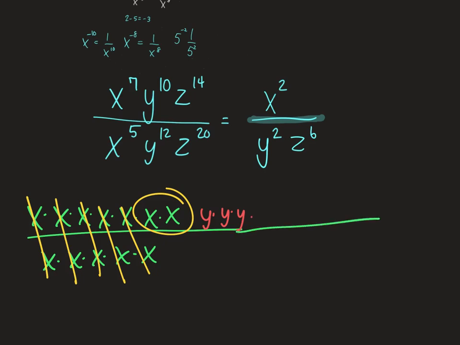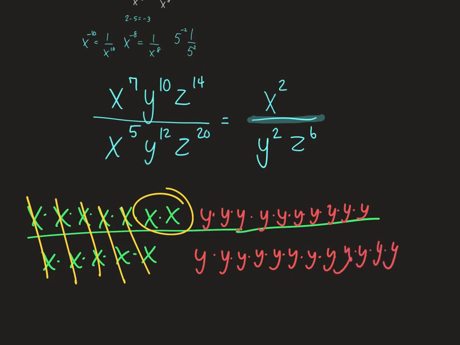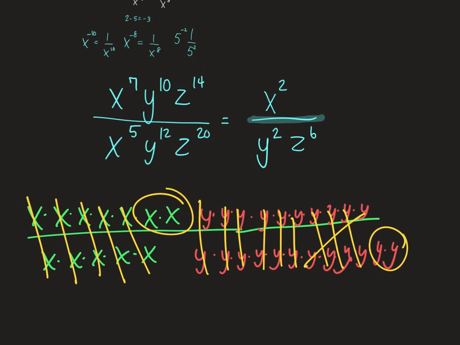I wish I wouldn't have picked such big numbers. There are 10 y's. 1, 2, 3, 4, 5, 6, 7, 8, 9, 10 y's on the top and 12 on the bottom. So when I go to do all that cross canceling, I'm almost done. These 10 go away. Oh, I messed up something. Okay. And I'm left with 2 on the bottom. 2 y's on the bottom.